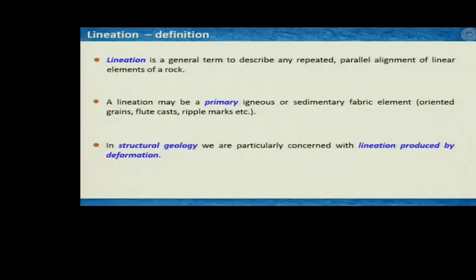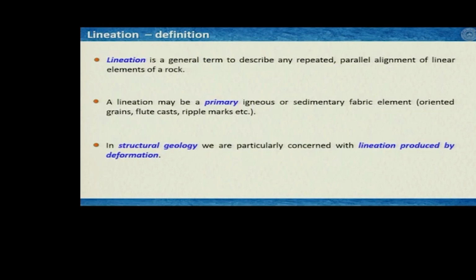And lineation, like the foliations we talked about, could be primary and essentially secondary, which are formed due to deformation. The lineations which are primary, as we have learned for foliations as well, could be igneous or sedimentary fabric elements. These are mostly defined by oriented grains, flute casts, ripple marks and so on. We will have a few photographs to show you.